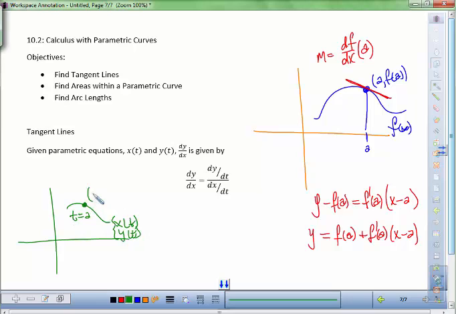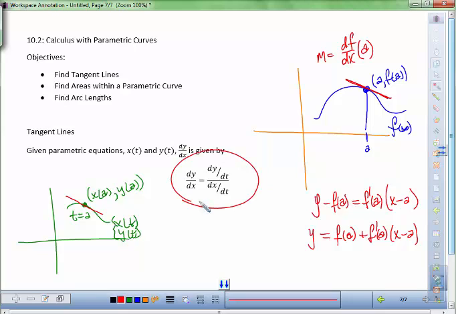What's my point over here? Can you describe my point based on my... X of a is your x value, and y of a is your y value. So that's your point. So the only thing that's left to do is find our slope.